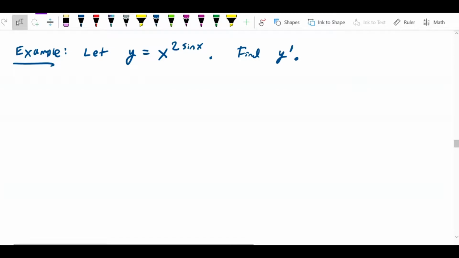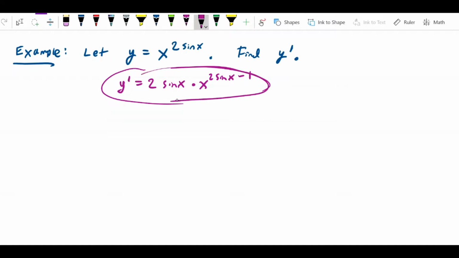Another situation in which logarithmic differentiation is useful is when we have an exponent that includes a variable. First, let me show you the mistake a lot of people make. A lot of people look at this and say, let's see, y equals x to the 2 sine x. Surely I can find the derivative of that. And they go, y prime is equal to 2 sine x times x to the 2 sine x minus 1. This is very wrong.